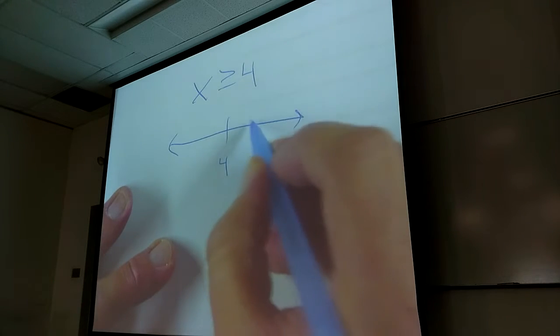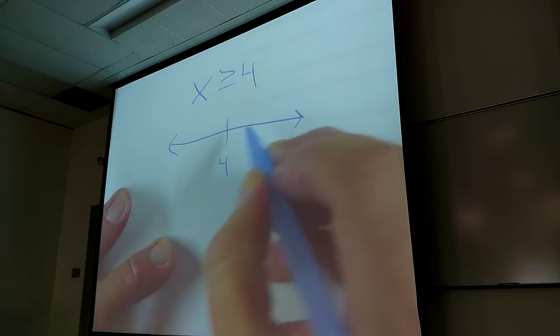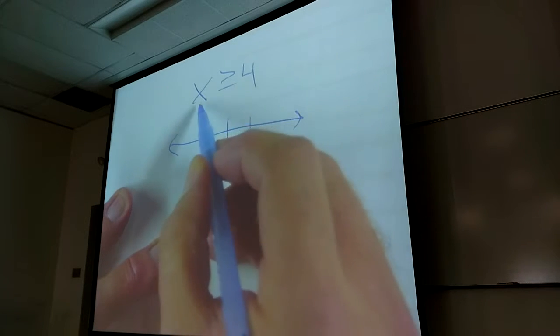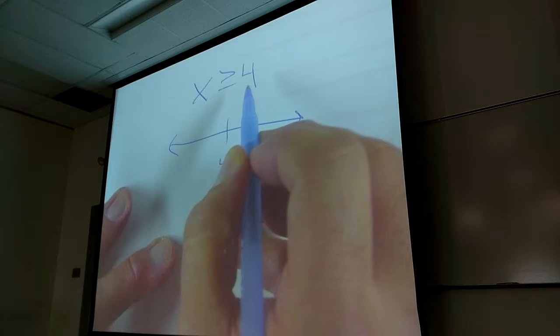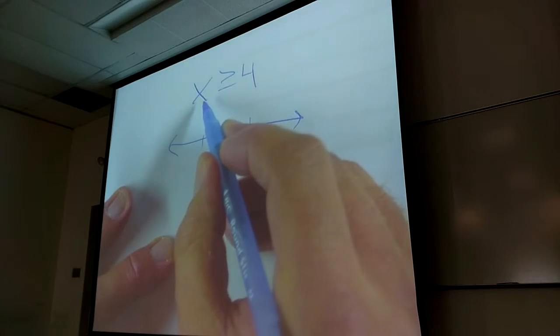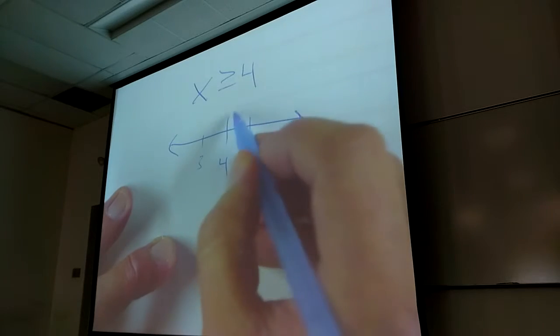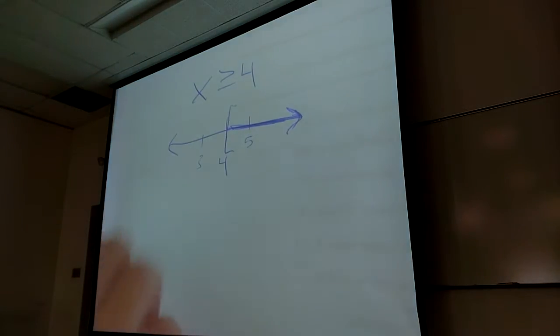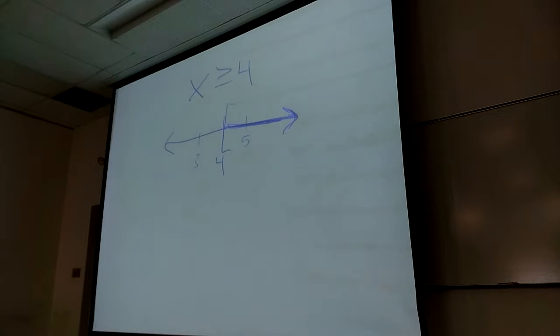Let me check. If I plug a 5 in there, is it true? Is 5 bigger than or equal to 4? Yes. If I put a 3 in there, is that true? No. So I'm going to shade in the direction where the thing worked. If something works, that means everything on that side works. If something doesn't work, that means nothing on that side works. So that 4 divides answers from non-answers.